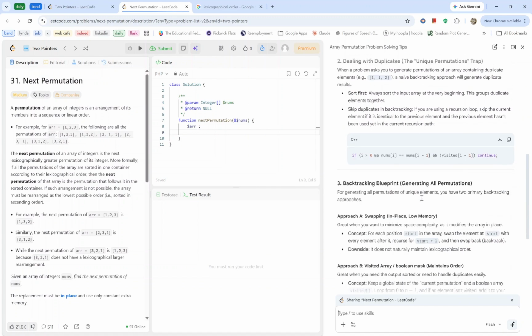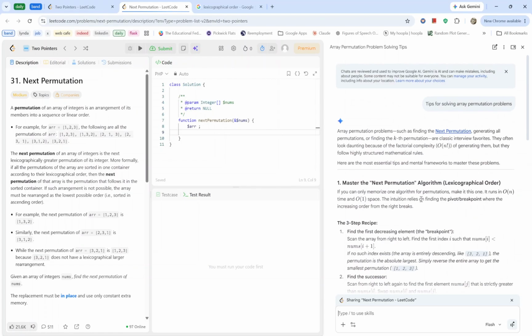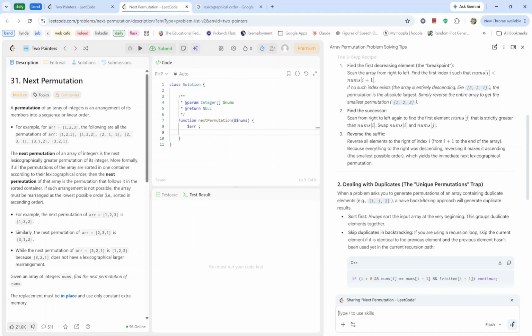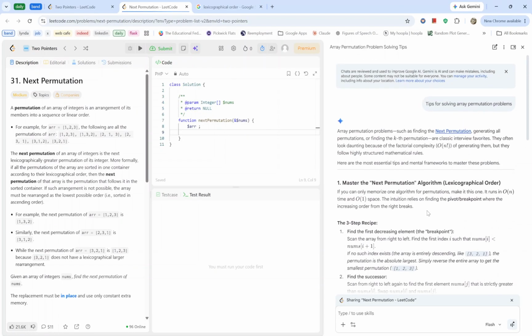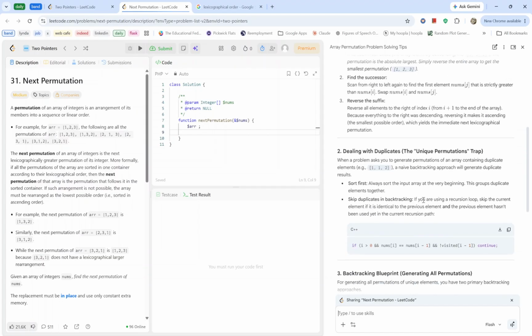Dealing with duplicates, backtracking the blueprint. Bro, just give me the... I honestly don't know. So I'm at least getting the impression. They say it's O(n). It seems like there's going to be two loops.